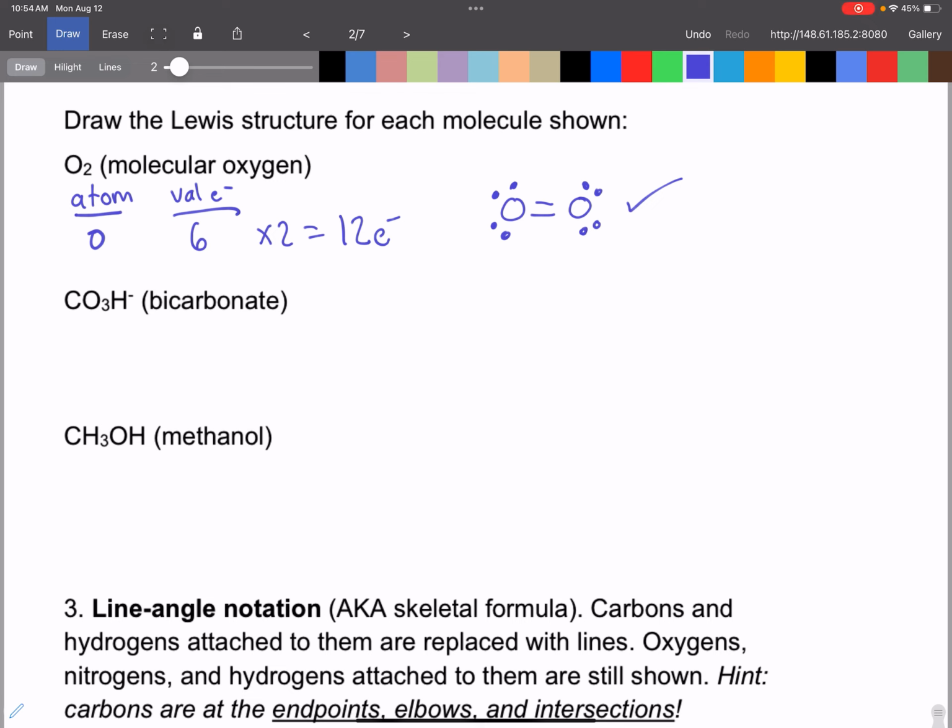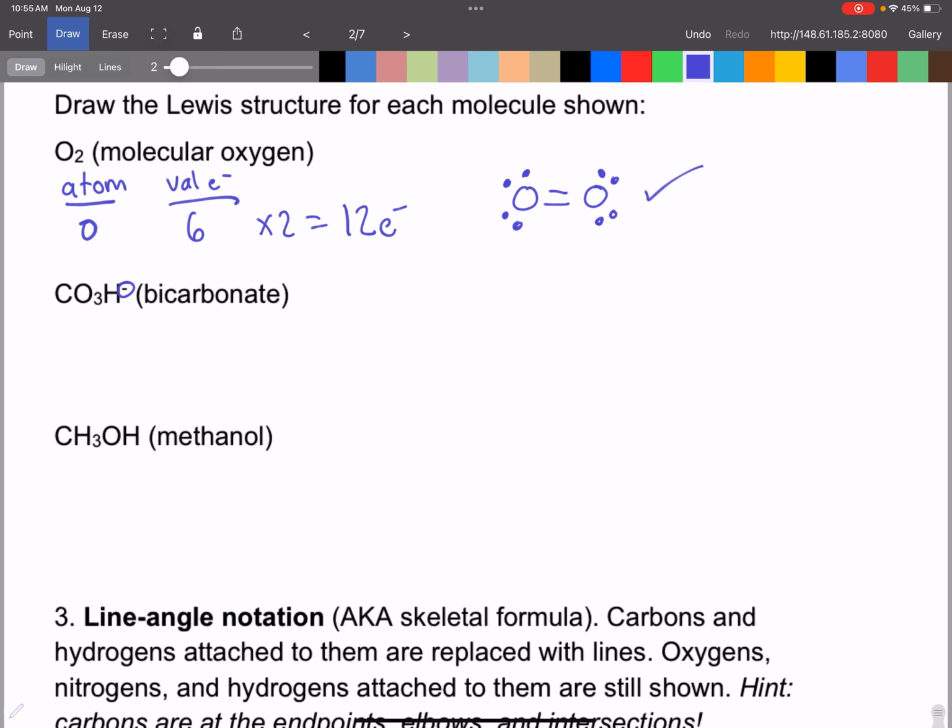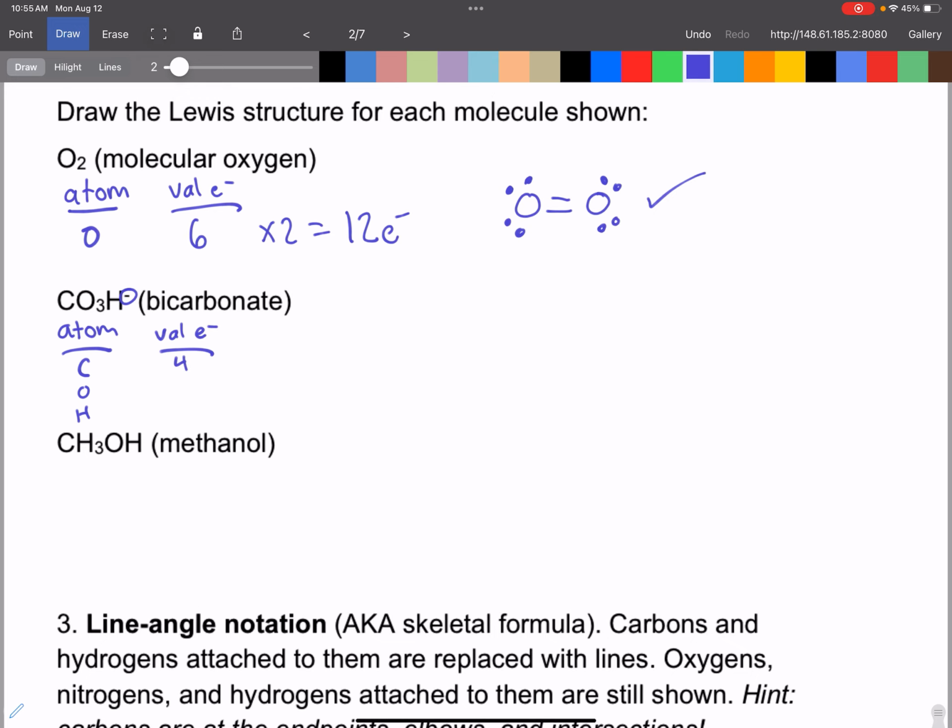So HCO3 with a negative charge. Notice it's got a negative charge right there. I'm going to follow a similar procedure where I think about what atoms I have. Here I've got a carbon, an oxygen, and a hydrogen. Then we're going to think about how many valence electrons each of those brings to the party. Carbon brings 4. Oxygen, again, brings 6. And hydrogen only brings 1.